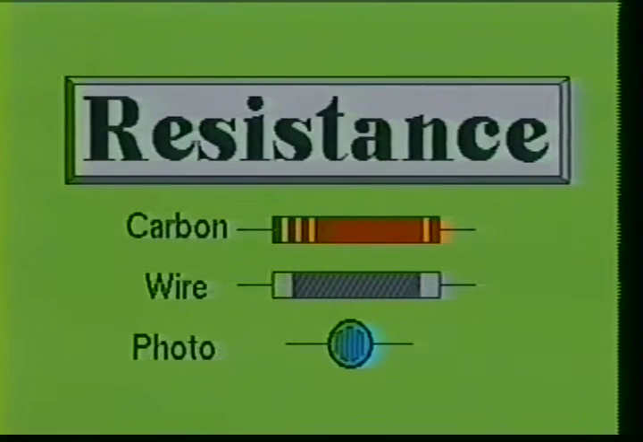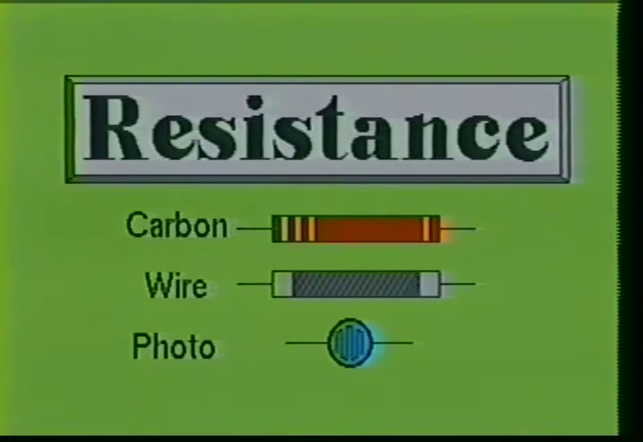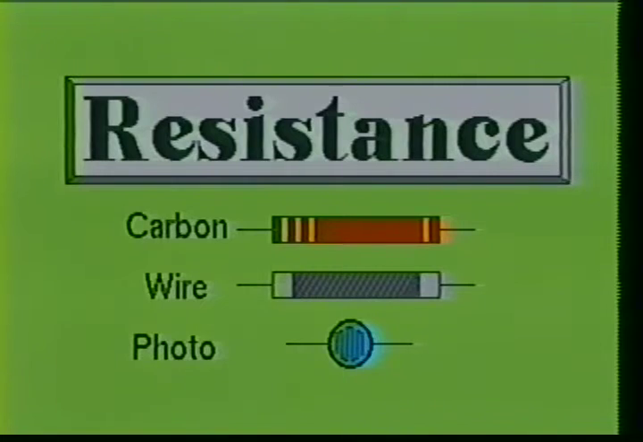There are various types of resistors. Some of the more common types are carbon, wire-wound, and photoresistors. Carbon resistors make up the majority of the resistors used in modern circuits. Wire-wound resistors are used as precision resistors and in high-power applications.